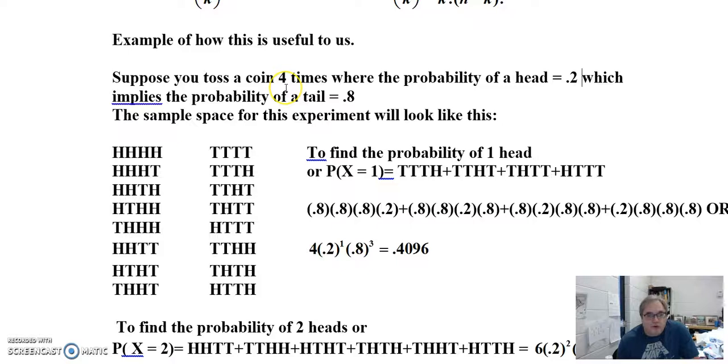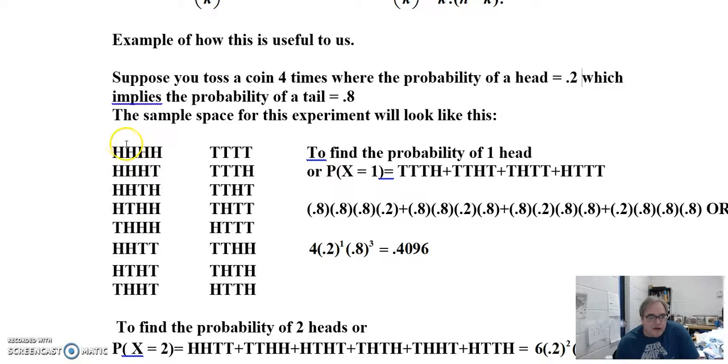Suppose you toss a coin 4 times, and I'm going to say the probability of a head is 0.2. So it's a loaded coin. Okay, it's not fair at all. Probability of a head is 0.2. That means the probability of a tail has to be 0.8, because those two have to add up to 1, because there are only two outcomes. Again, two outcomes. And here I've written out this sample space.